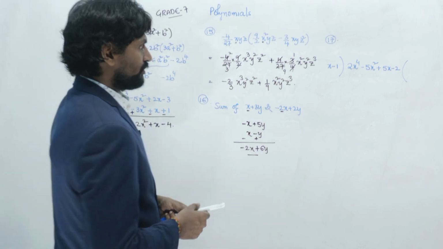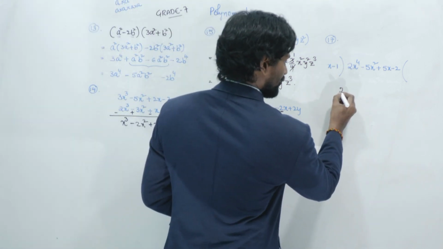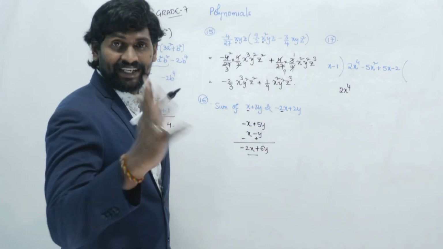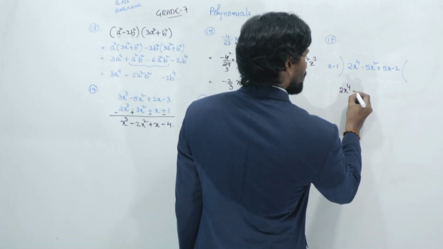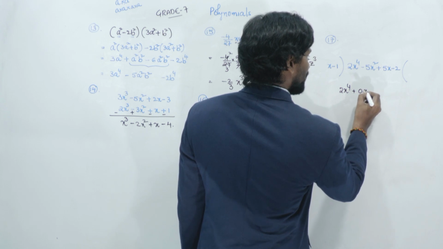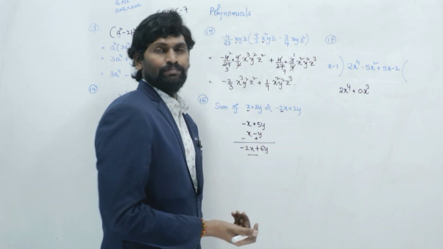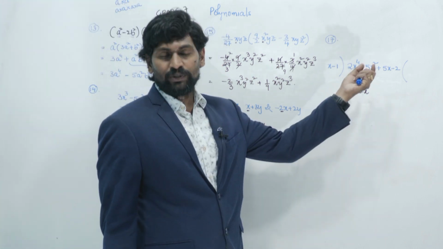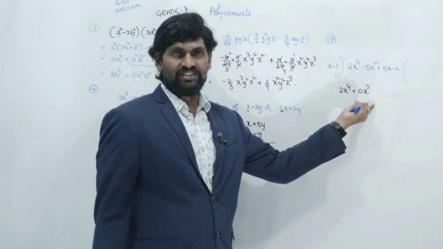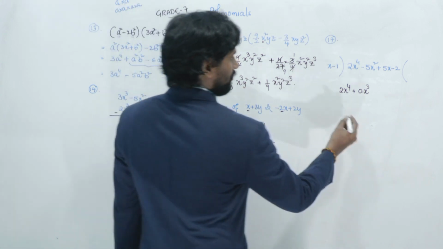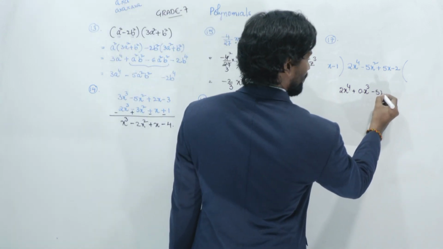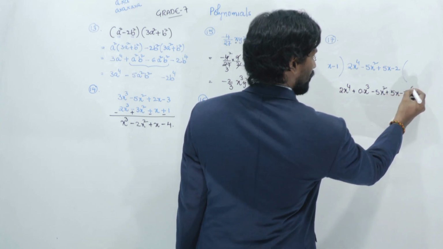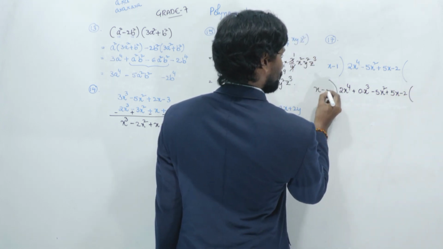Now what I am going to do, the same equation, 2x power 4 I am writing as it is. But x cube is not there, so in the place of x cube, I can write 0x cube. That means x cube becomes 0, that's why the x cube term is not present. So I am representing it with 0x cube. Now the remaining minus 5x square plus 5x minus 2. Now do the division, you will get the answer.